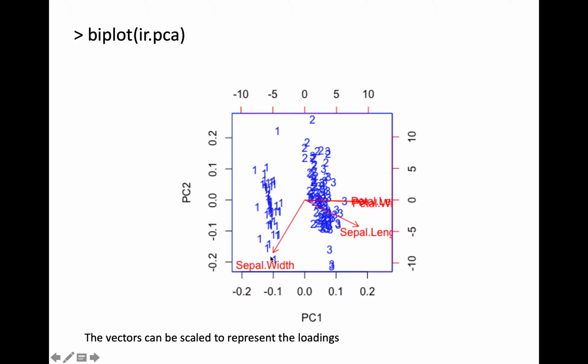I can scale these vectors to represent the loading as well, like so. These vectors have a certain length, and that length is the loading on each of those axes. Remember, each one of those has a loading on PC1, and a loading on PC2, and a loading on PC3, and a loading on PC4.